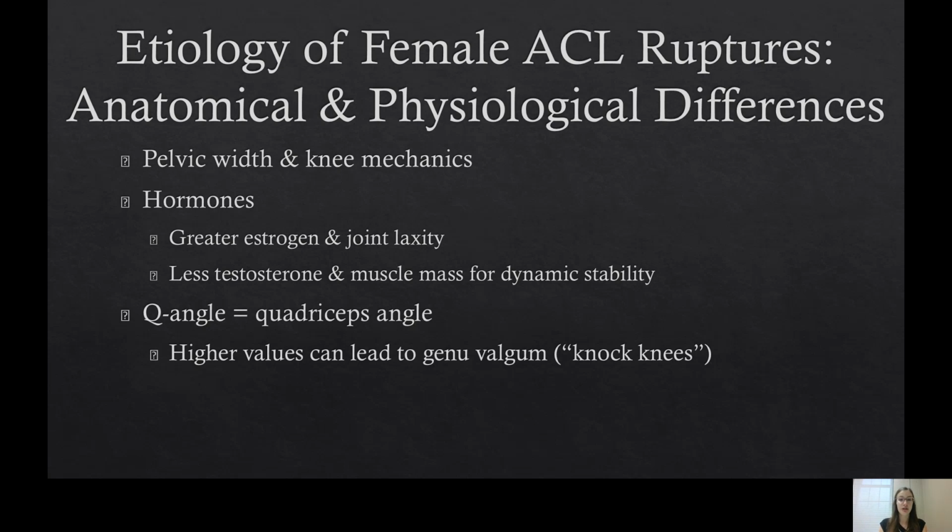And then the last point on here is that due to female and males' differing limb and pelvis proportions, there's a difference between their typical Q angles, which is short for the quadriceps angle. Higher Q angles can lead to genu valgum, which Kasey mentioned earlier, and that's also known as knock knees. So due to its frequent topic, I will discuss the Q angle further on the next two slides.